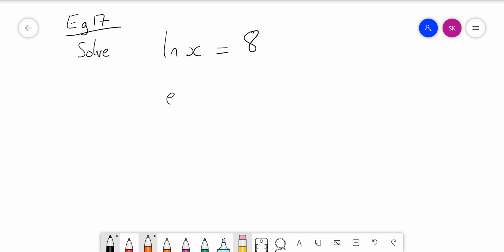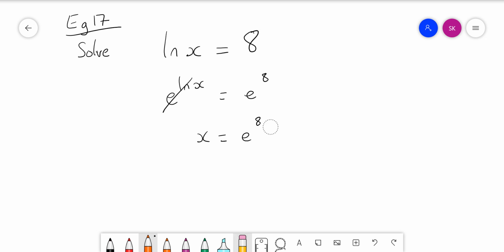So, because it's ln x this time, we're writing e to the power of both sides. These cancel, and we're left with x equals e to the 8. The key message again is that the natural logarithm, ln, is the inverse operation to e to the power, where the base is e. So those two things cancel each other out when you're solving equations.